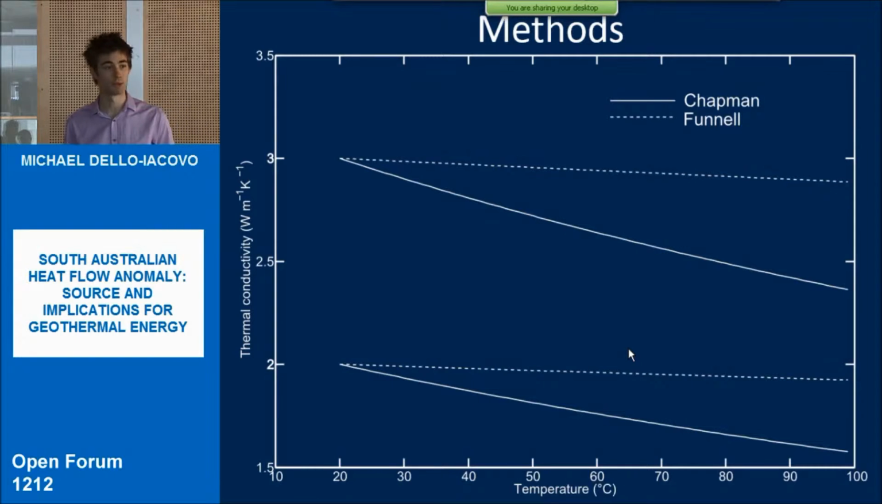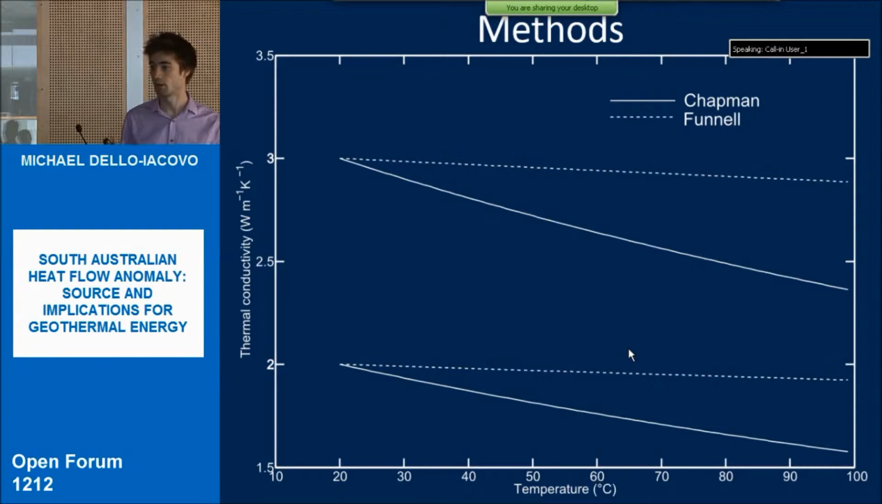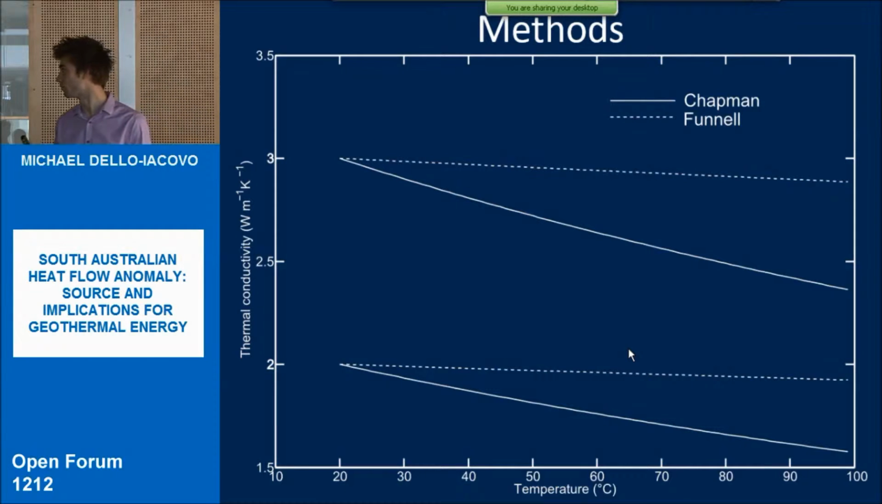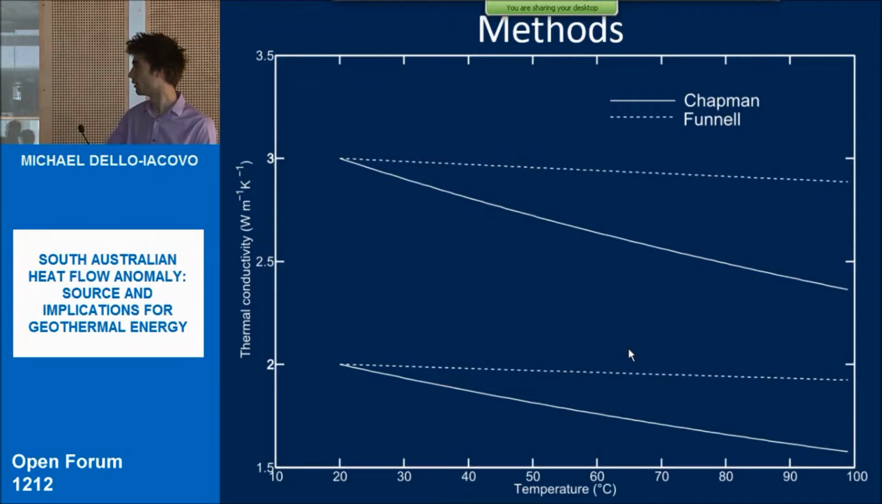So there's a lot of models you can use to correct for this effect. I've taken the two most different models, the Chapman and the Funnel model, to show you the max difference between the different models. So for two arbitrary samples of 3 and 2 watts per meter per Kelvin, you see with increasing temperature we have a decreasing thermal conductivity. There's actually quite a big difference depending on which model you take.